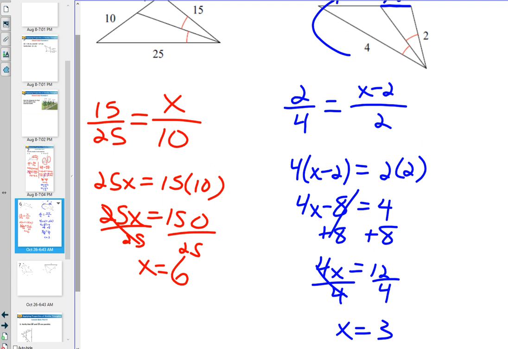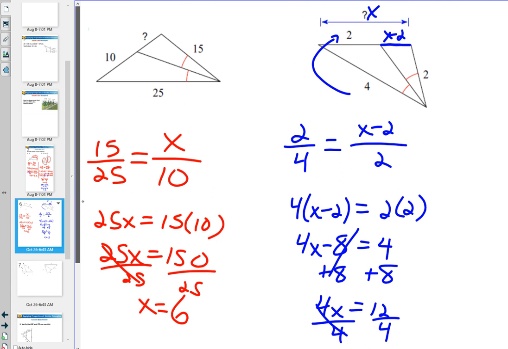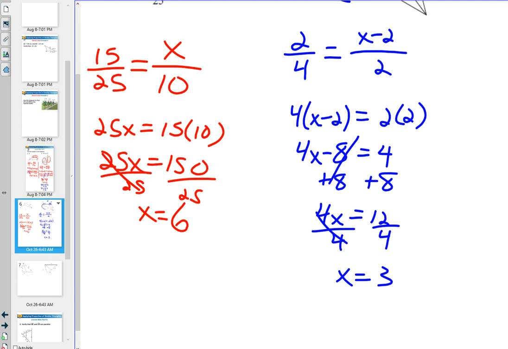So x is 3. But just remember that in this scenario, we defined x as that entire side, so we're done. If you would have only defined x as this little piece, what do you think you would have gotten? Instead of a 3, what would you have gotten? 7.